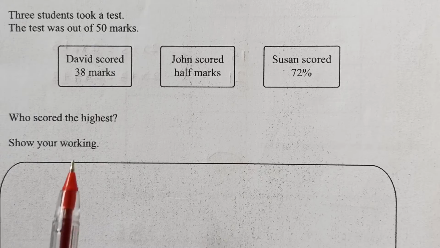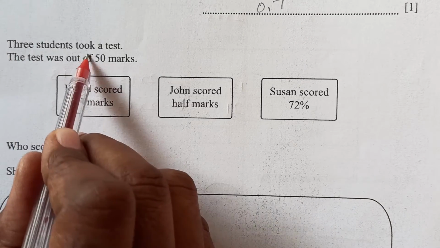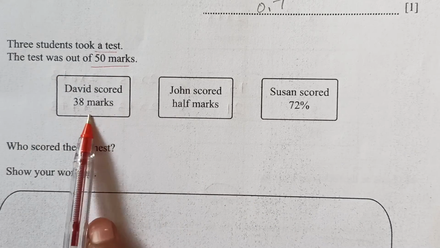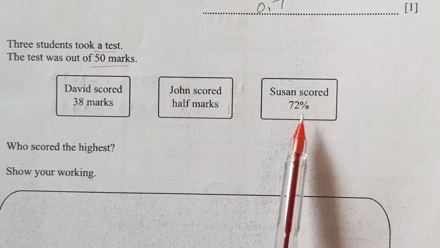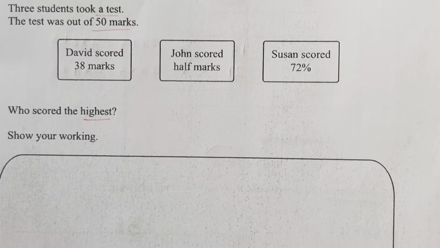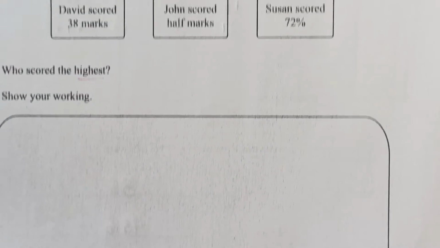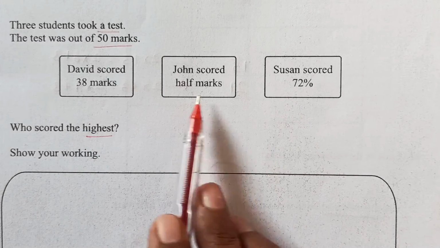We have another question here. Three students took a test. The test was out of 50. David scored 38 marks. John scored half mark. Susan scored 72 marks. Who scored highest? Show your working. Now you see, we have to write down here whose score is highest. So we have three different students and three different marks given, but in different form.